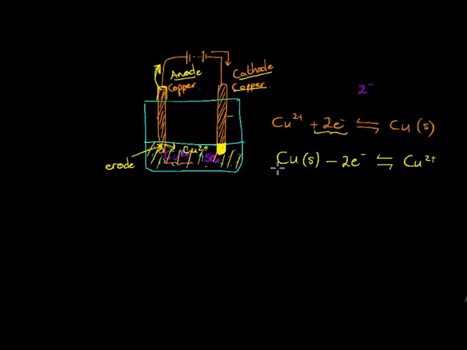Why? Because we're losing copper solids. Copper solid is becoming copper ions. Copper ions are now being donated into the solution. So this is eroded and this is plated.